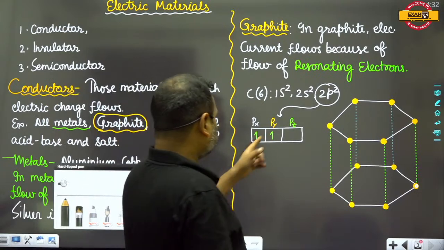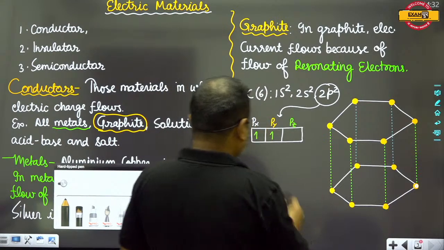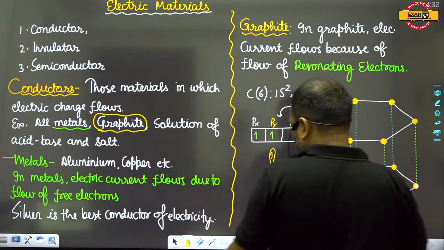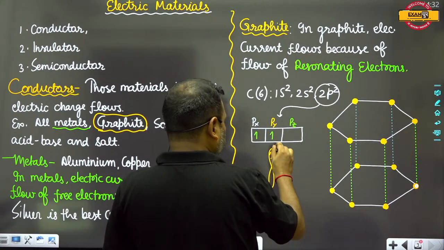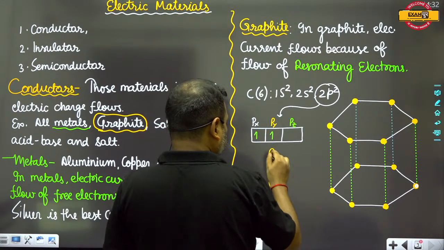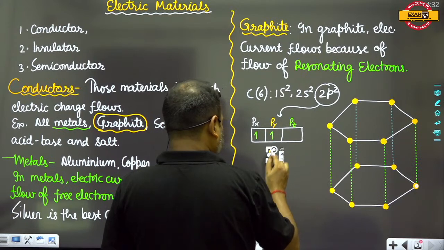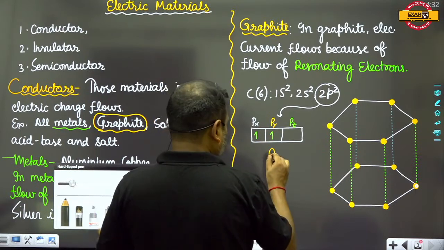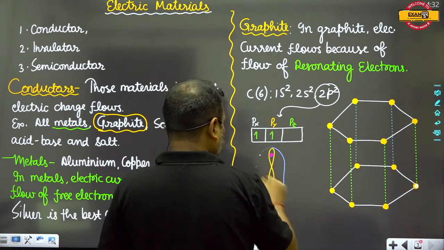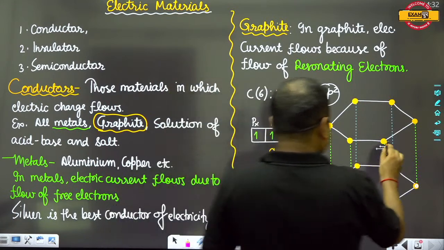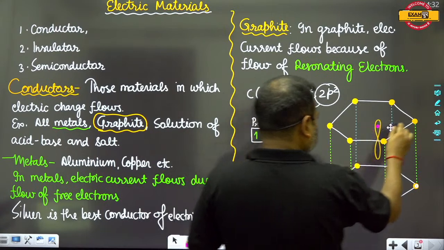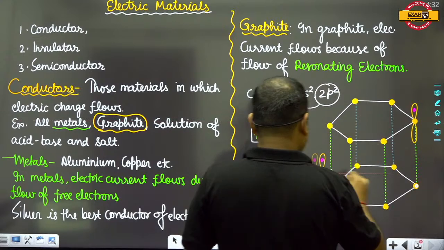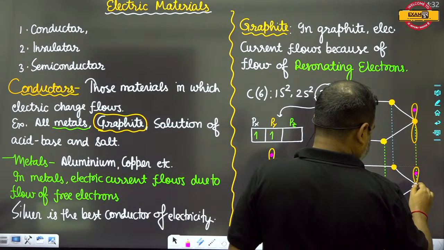Now if we draw the py orbital like this, this will be the electron. I will put this orbital at that place, and you will see this will be the electron. So this will be the orbital at this carbon.